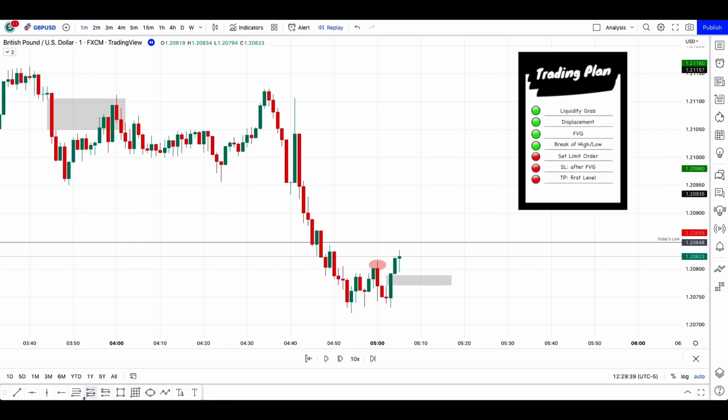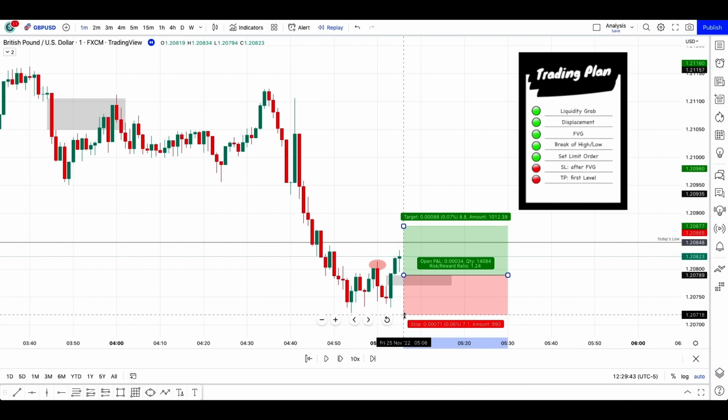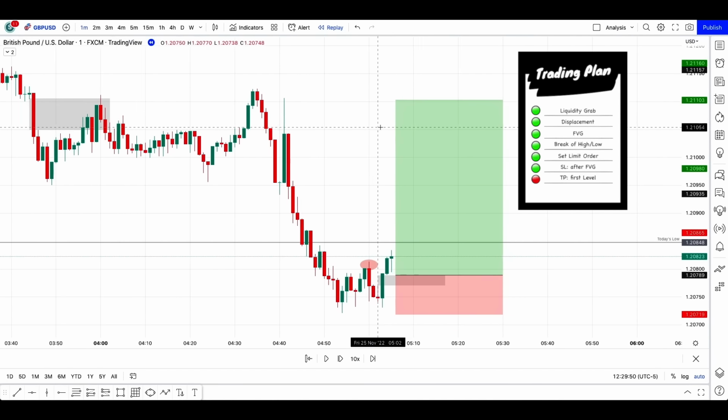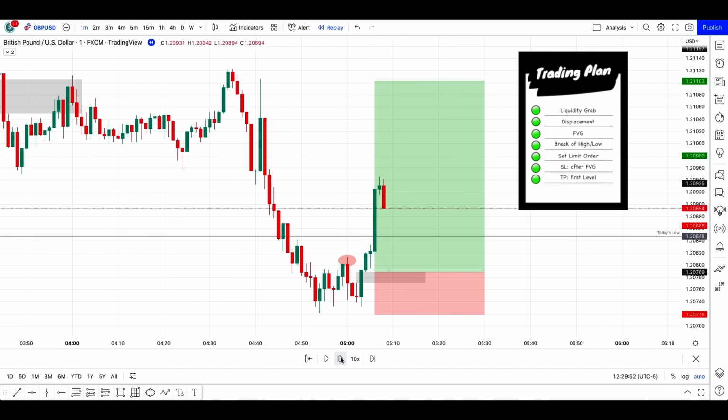So we simply put the trade, put the stop loss below this level. Let's just go for again a 7 in here and then reach for this level, 4.48.